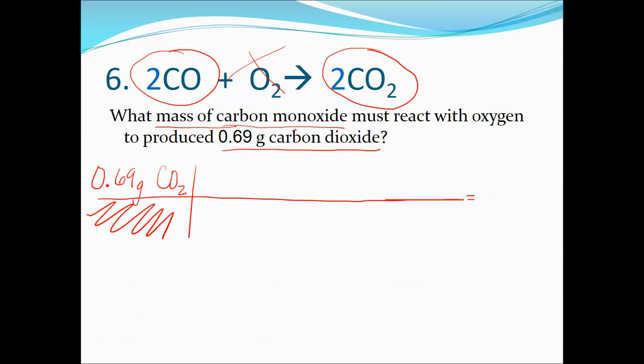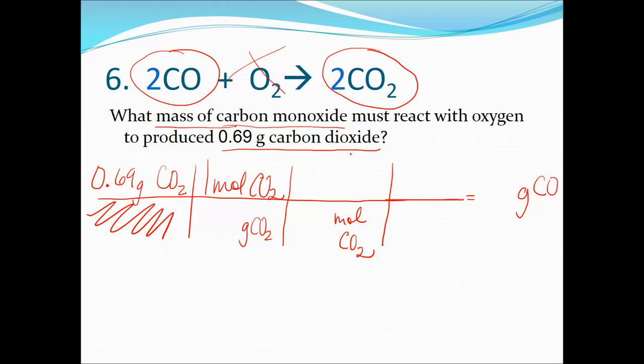We're trying to go to mass of carbon monoxide. So over here we want grams of CO. So gram of A to gram of B is 3 steps. Mass to mass is always 3 steps. So let's get our units in place. We need grams of CO2 on bottom. This is a molar mass of carbon dioxide, or molar mass of A, which means this is 1 mole of carbon dioxide on top. I need moles of CO2 on bottom, moles of CO on top for my mole bridge.